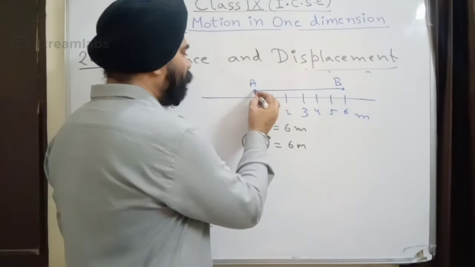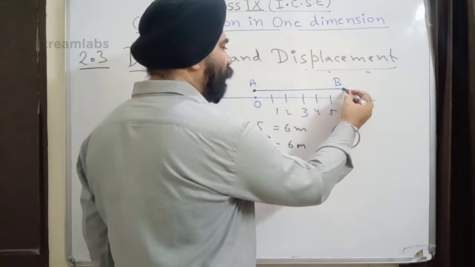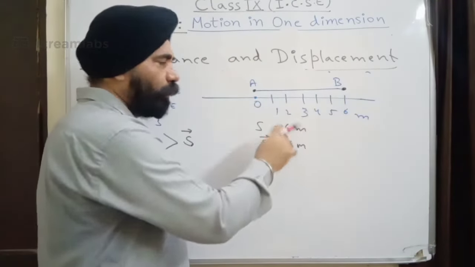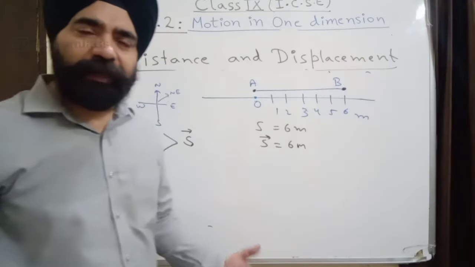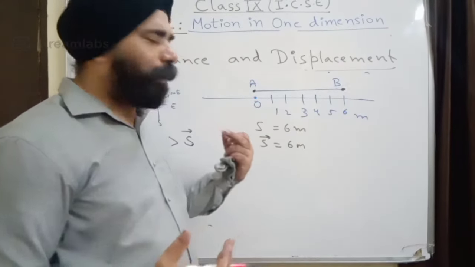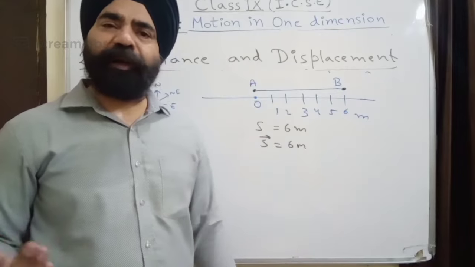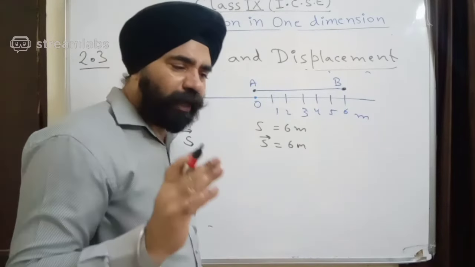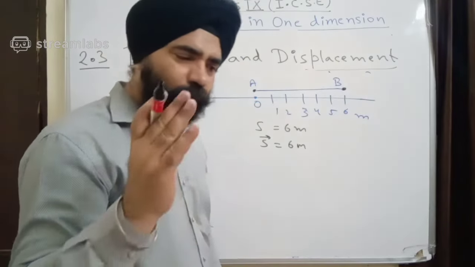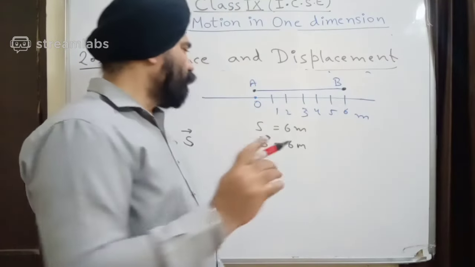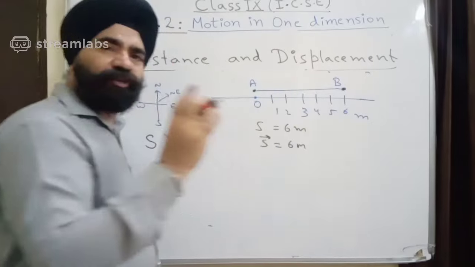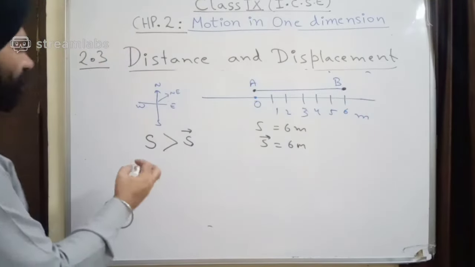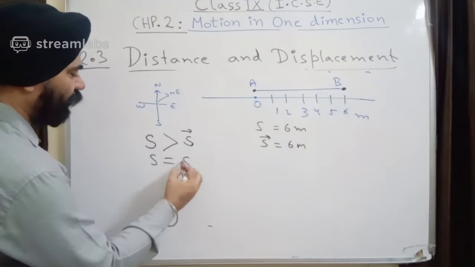The body started from here, continued in a straight path in rectilinear motion, and stopped over there. So the distance covered is 6 meters. It doesn't come back, so the displacement also is the same. Now Meera says 6 meters, correct, both are 6 meters. So if the body travels in a straight path, then the displacement and distance are the same.